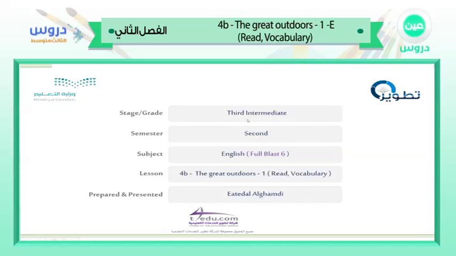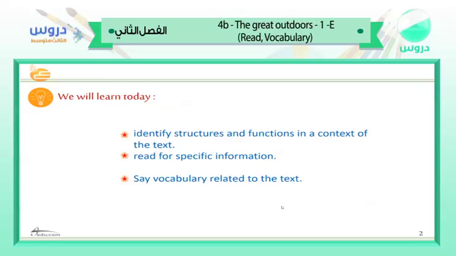This lesson is for the third intermediate, the second semester. The subject is English, Full Blast 6. The lesson is 4B, the great outdoors. It's the first part of the lesson, read and vocabulary. The lesson was prepared and will be presented by Mrs. I'tidal Al-Ghamdi. For today's objectives, we're going to identify structures and functions in the context of a text.